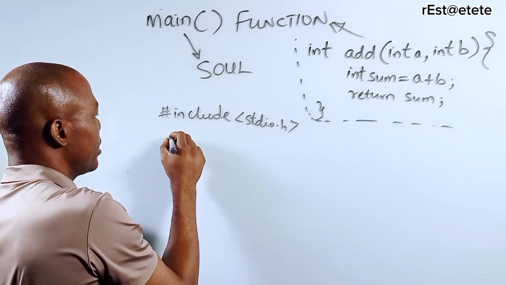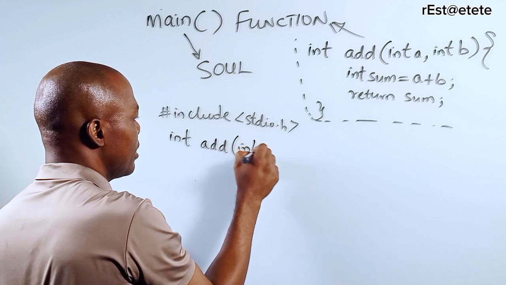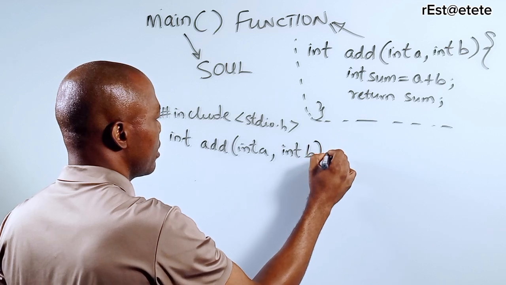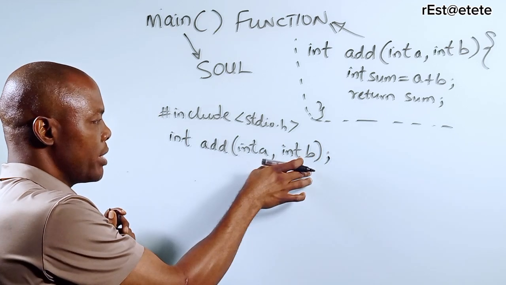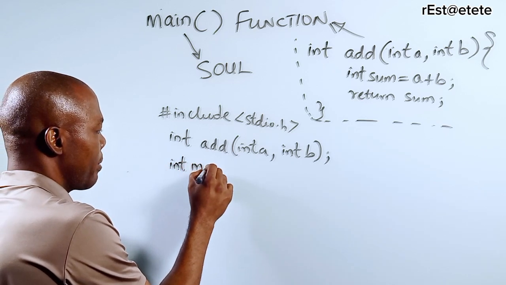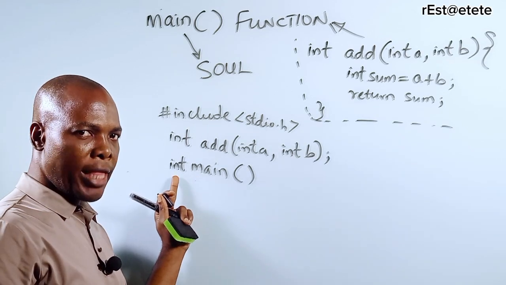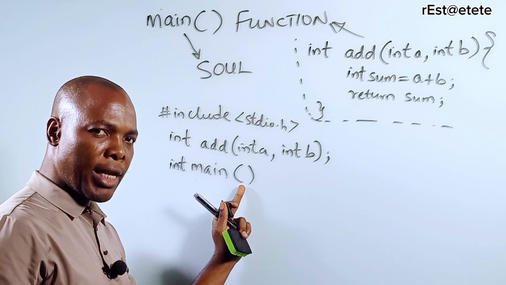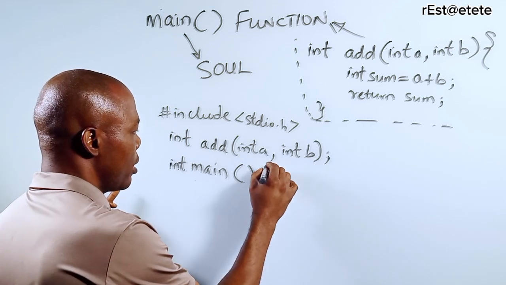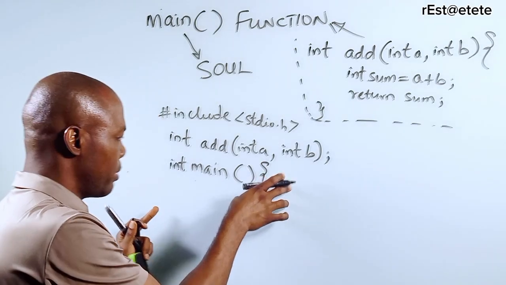So I will say int add, int a, int b. So this is me declaring my function. Then I will come here and say int main. You can see this function has a return type, but there's no parameter applied to it. That's our main function. I told you different types of function based on the syntax of function that I wrote on the board. So I'm going to put my curly bracket because I will put many statements inside this place.